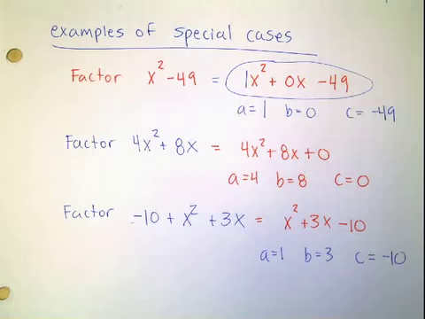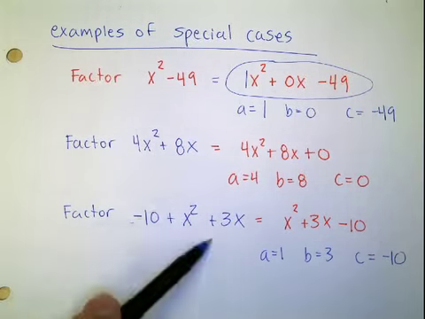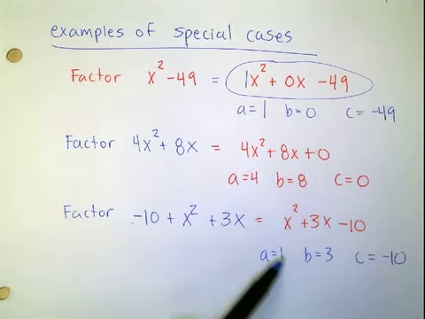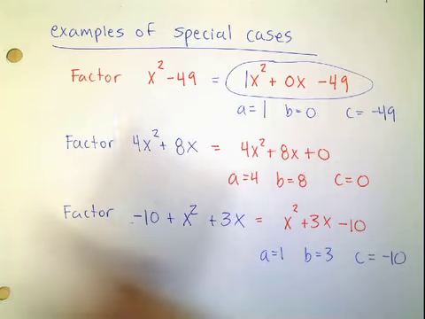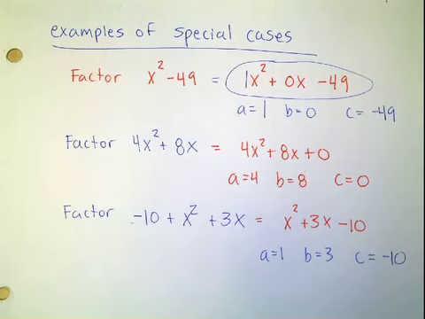So there's lots of special cases out there. Mostly special cases are when something is out of order and you have to rearrange the order, or something's missing. One of the ABC components is missing and you have to turn them into zeros. And they're all factorable. So we're going to practice factoring some special cases.